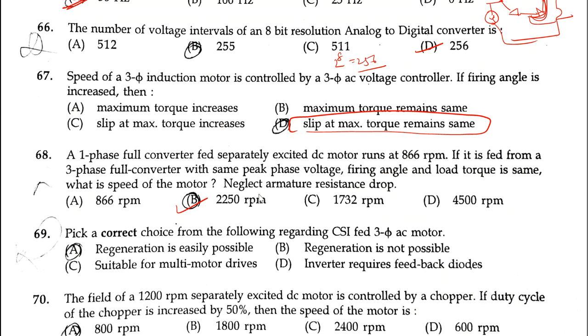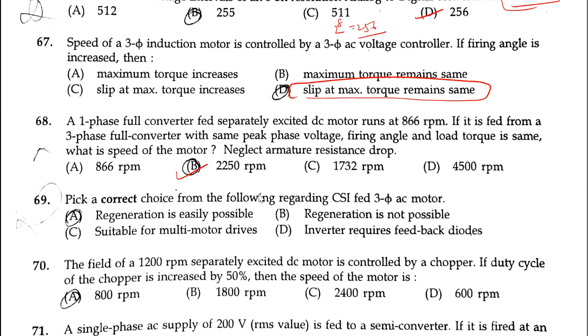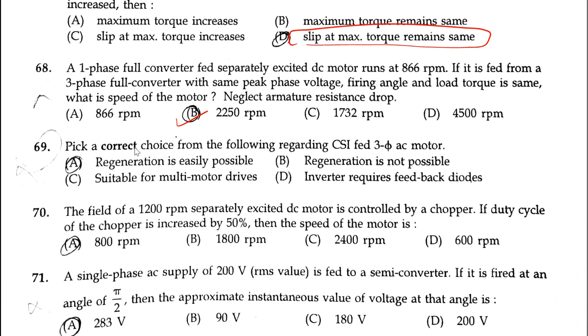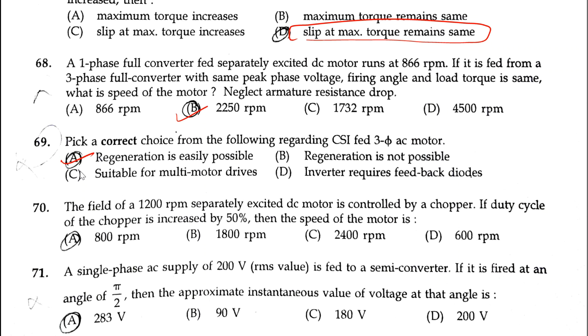Next, pick the correct choice from the following regarding a CSI fed 3-phase AC motor. The options are: regeneration is easily possible, regeneration is not possible, suitable for multi-motor drives, inverter requires feedback diodes. So the answer is regeneration is easily possible. The answer is A.